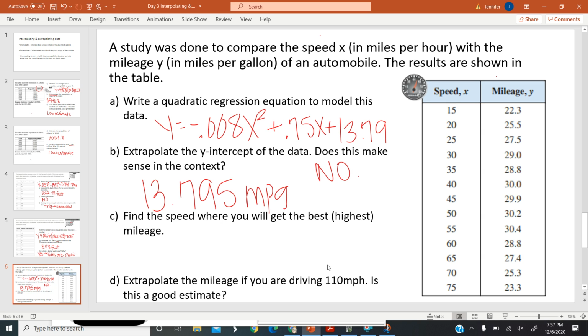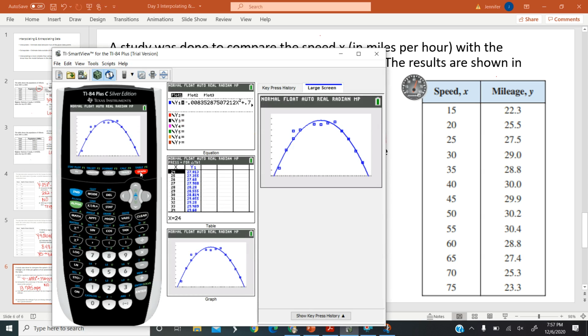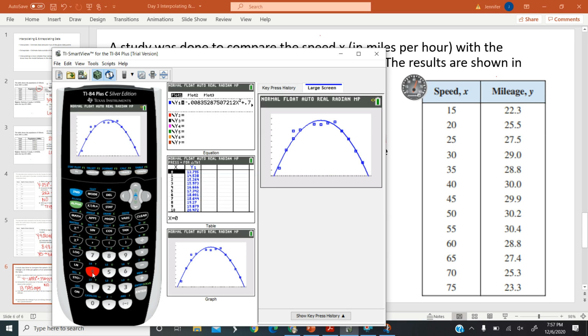So then it wants you to find the speed where you're going to get the best gas mileage, and the best means the most miles per gallon. So I'm going to come back, maybe, there we go. And I already have my graph in there, and I want to find the max. I want the most gas mileage. So I'm going to hit second, calc, which is at trace, and then for maximum, that's number 4.